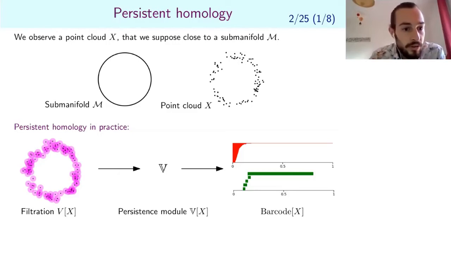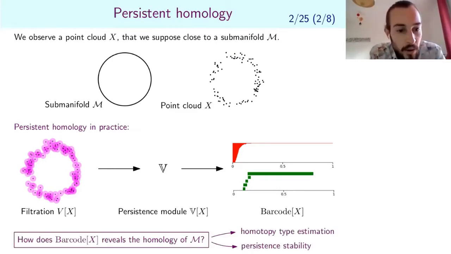So you all know the story, you build a filtration over X, the Čech filtration here. You consider the corresponding persistence module in homology, and you compute the barcode. So this barcode contains homological information about the circle M. And I'd like to ask this question for the introduction. How can we actually read the homology of M in this barcode? There are two points of view that we can adopt. Homotopy type estimation point of view or a stability point of view. So let's start with the first one.